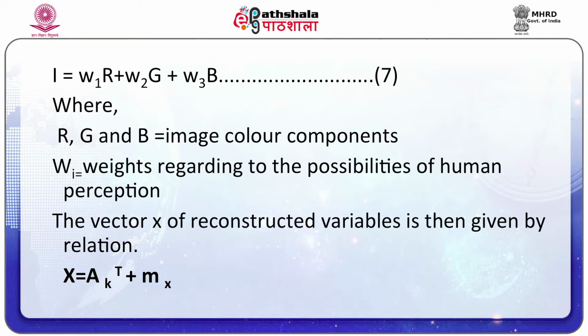The R, G and B, also called red, green and blue band matrices, contain image color components. The weights Wi were determined with regard to the possibilities of human perception. The PCA method provides an alternative to this method. The idea is based on equation 6, where the matrix A is replaced by matrix A_l, in which only the l largest eigenvalues instead of n are used for its forming. The vector x of reconstructed variables is then given by the relation: x is equal to A_l^T y plus mx.